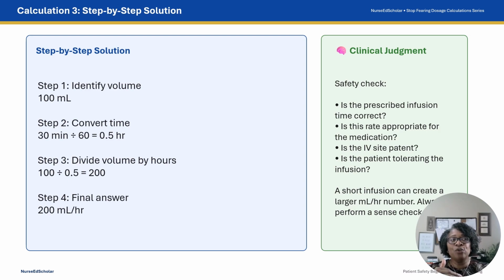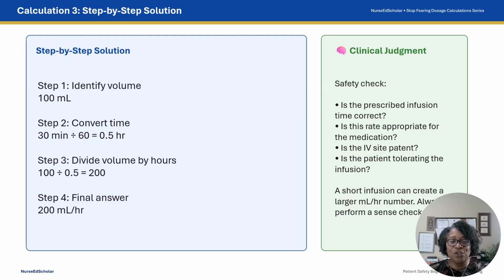And so if you are giving 100 milliliters in a half an hour, if that same rate continued for a full hour, the patient would receive 100 milliliters in the first 30 minutes, right? Plus the other 100 milliliters during the second 30 minutes. So that's 200 milliliters an hour.